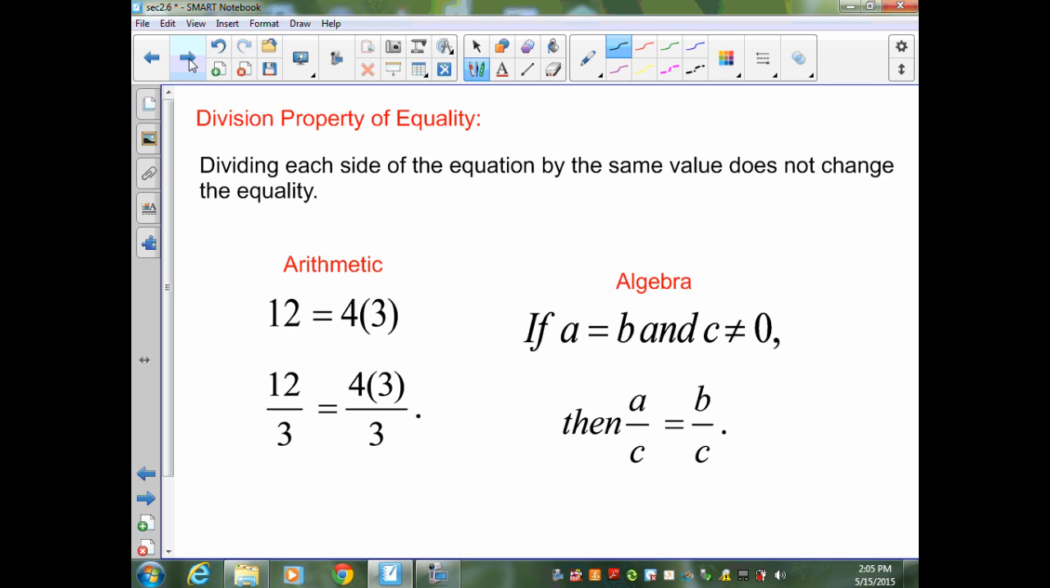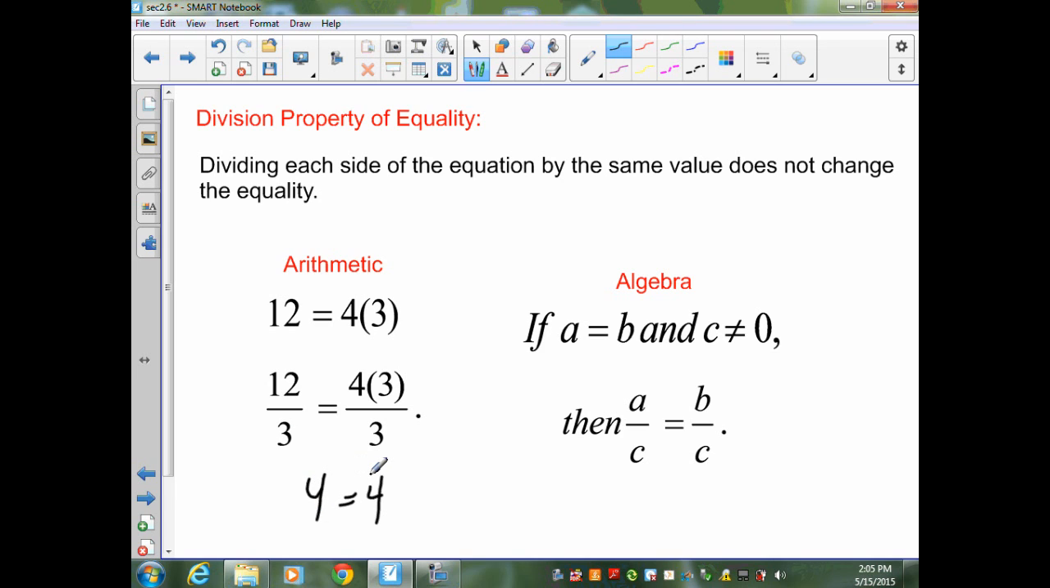Again, if I divide each side of the equation by the same value, the equality does not change. Here I have again 12 equals 4 times 3. The left side equals the right side. If I divide each side by 3, and I can do that quickly here as the 3 cancels the 3, that'll leave me with 4. And 12 divided by 3 is 4. You can see the left side equals the right side.